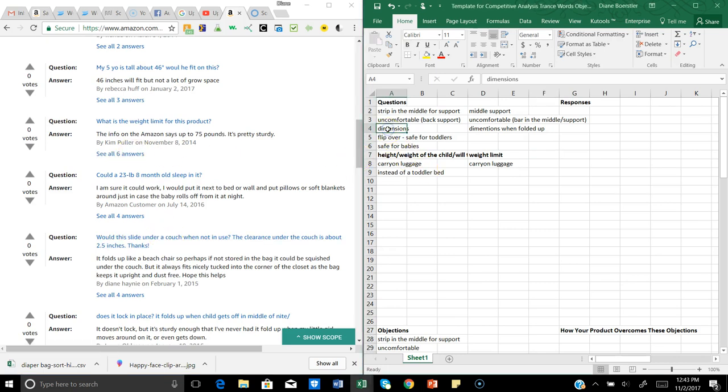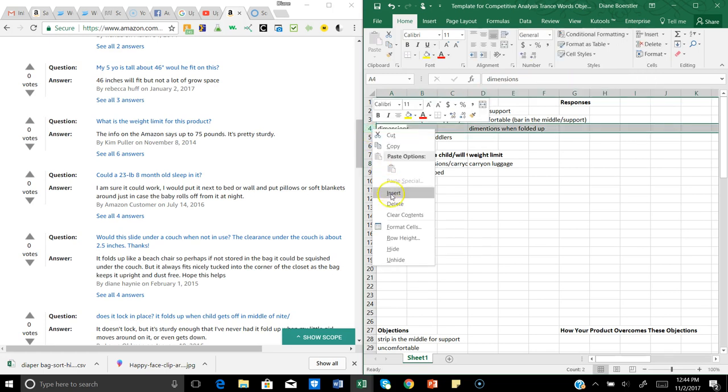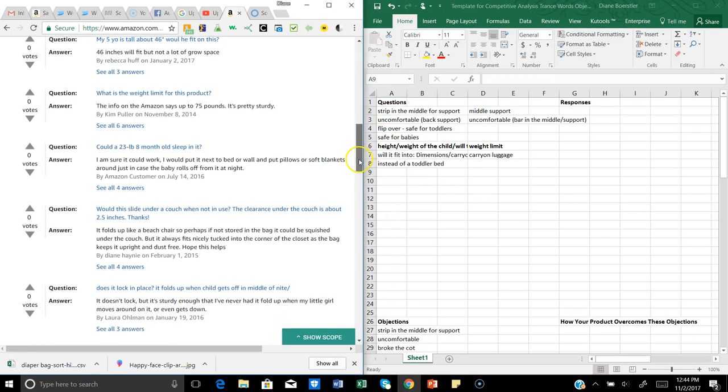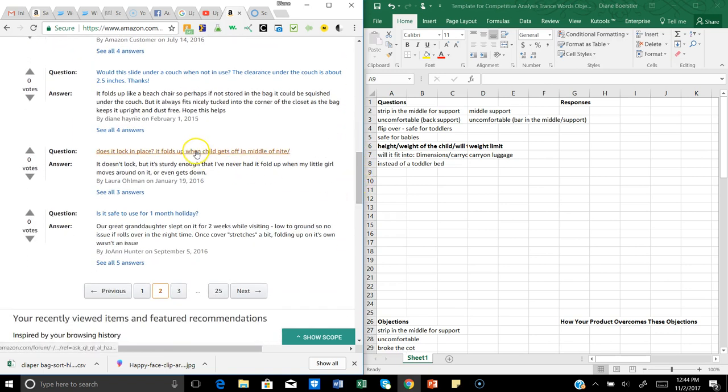That's about size, dimensions. Will it fit? Will it fit carry-on luggage? So we're looking at dimensions. Will it fit into? And then we can group dimensions down here. Carry-on luggage, under bed, closet is one that I saw. So we could get rid of this right here because now we know. Now let's see here, delete. And this is folded up, not folded up, right? Do you see how this is kind of becoming something where you start really understanding what your customer actually cares about in your product, not just what I might think is cool about your product, right? Slide under the couch, does it lock in place? That's about safety.